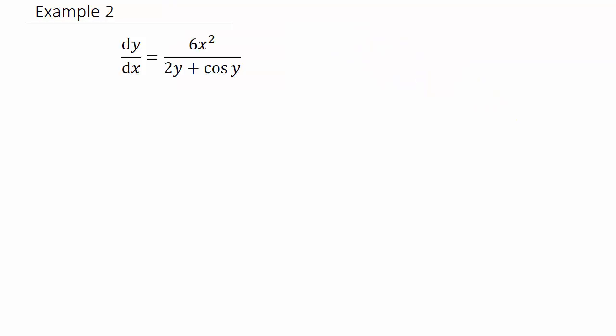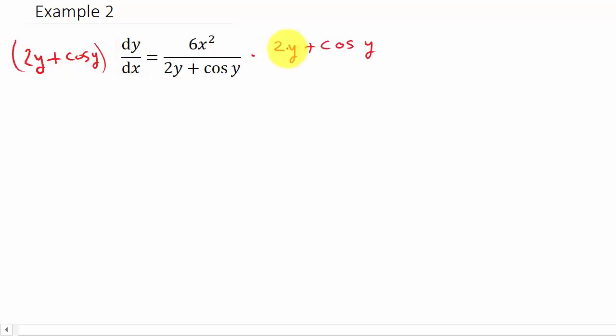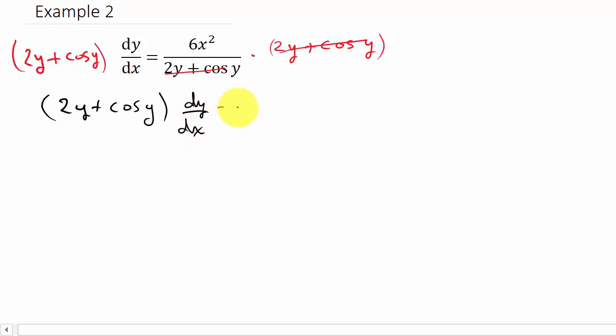Alright, so to get the y terms with the dy, what I'm going to need to do is multiply both sides by 2y plus cosine y. And you can see that's going to cancel over here. So I'm left with 2y plus cosine y times dy/dx equals 6x squared.